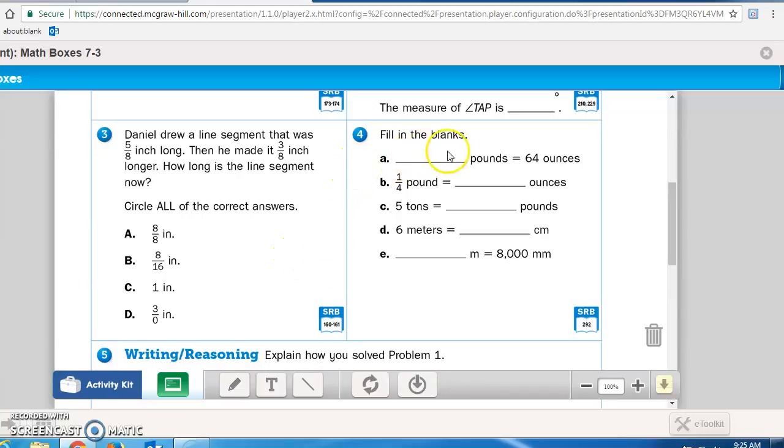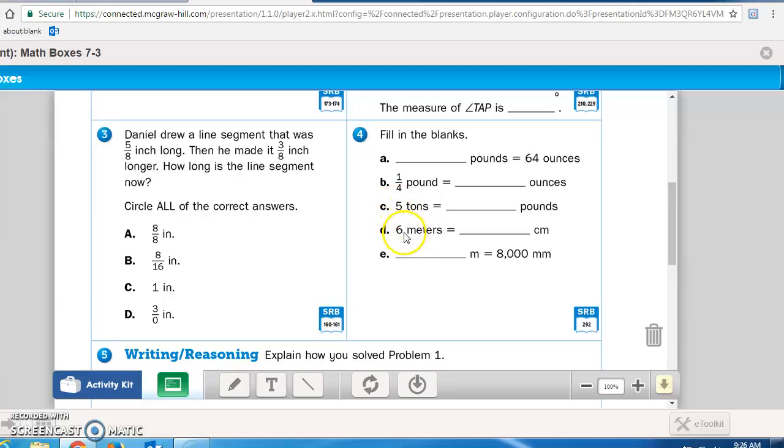Number 4 says fill in the blanks. How many pounds equals 64 ounces? Well, you're going to have to take 64 ounces divided by 16 because that's how many ounces are in a pound. Again, 1/4 pound equals how many ounces? You're taking how many ounces are in 1 pound, dividing it by 4 to come up with your answer. 5 tons equals how many pounds? Well, this time you're multiplying because you have to take 5 times how many pounds are in 1 ton.